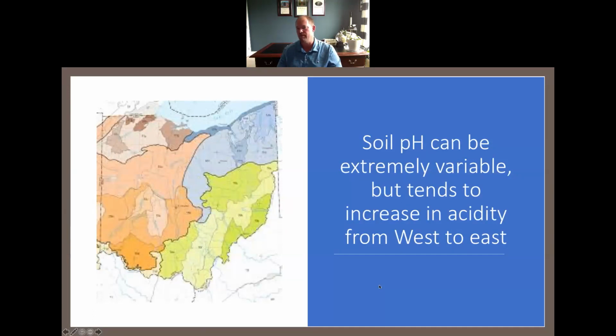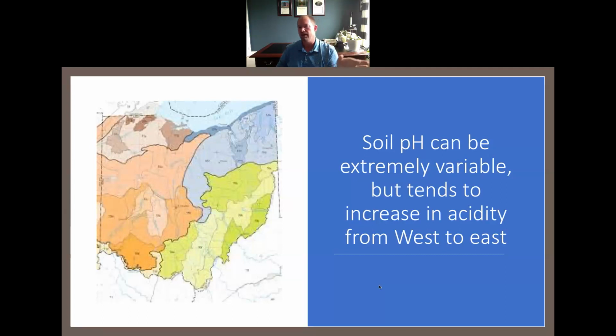Soil pH could be extremely variable too. But general rule of thumb is it tends to increase in acidity as we move from west to east. So when you're out west, in places like north central Ohio, around Fremont, Sandusky, Norwalk, those tend to be more limestone based soils. As you move further east, into the Allegheny Plateau, you're moving into more shale and sandstone formations.